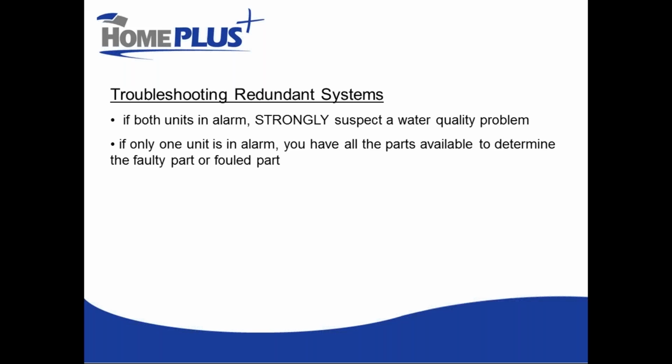And if only one unit is in alarm, one of the nice things about having a redundant system like that is, even if you don't have spare parts on the shelf, you have spare parts on the other unit. So you can swap one part at a time and see if the problem follows over to the other unit. So if you swap lamps and the problem moves from unit A to unit B, you have a pretty strong suspect there that the lamp is the underlying problem. And you can do the same thing with intensity monitors, controllers, and other parts as well.